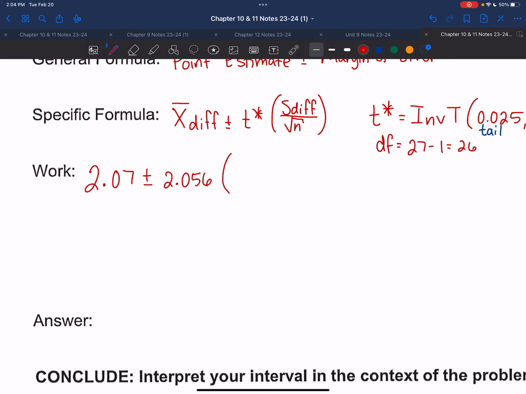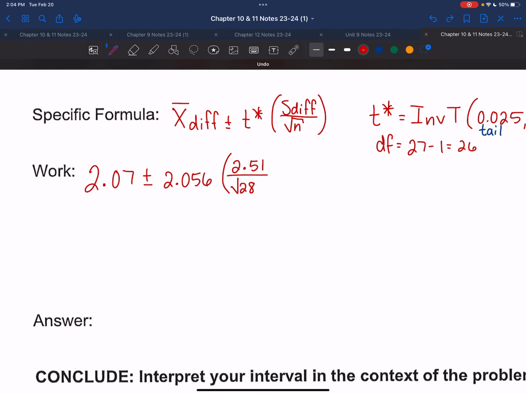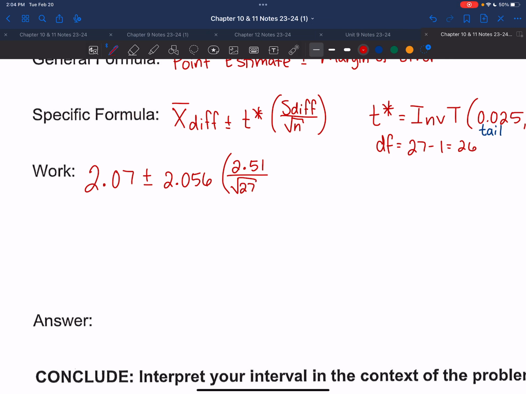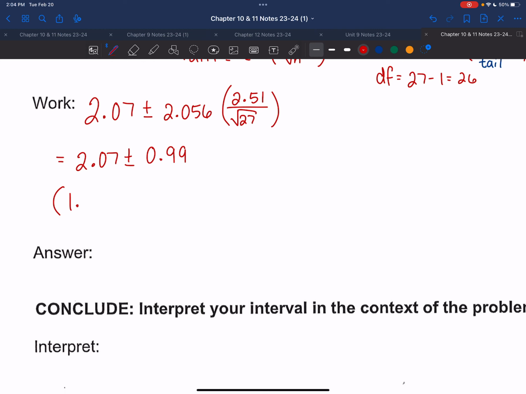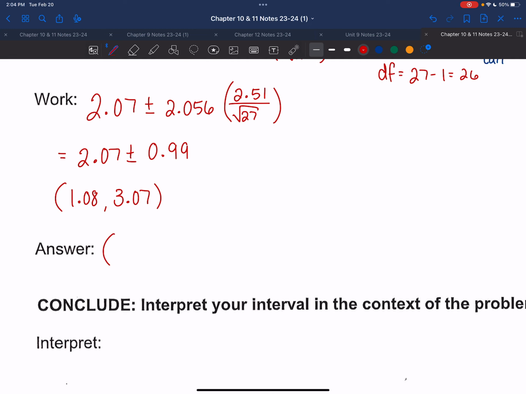So I'm going to have 2.07 plus or minus 2.056 times 2.51 over square root of 28, or excuse me, 27. So I'm going to get 2.07 plus or minus 0.99 for a confidence interval of 1.08 up to 3.07. So my answer here, 1.08 up to 3.07.